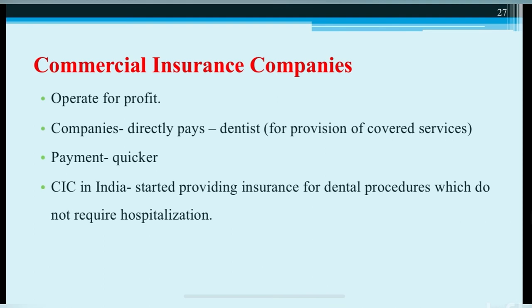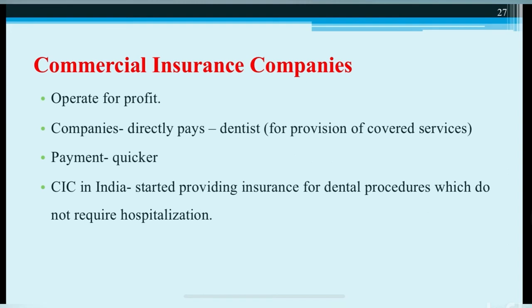So as I've already told, the private third-party prepayment plans are further categorized under four things. The first one is commercial insurance companies. These are the companies which operate for profit. The companies directly pay the dentist for the provision of covered services.